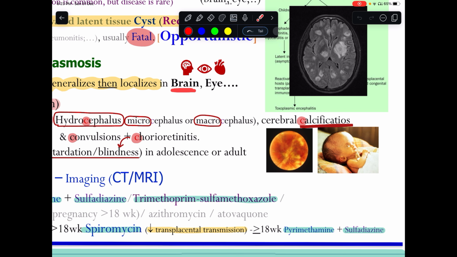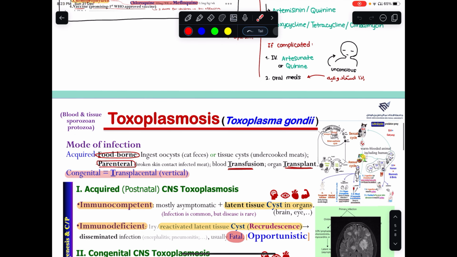Let's focus on the brain here. So cerebral calcifications, as you can see over here, and these will cause convulsions for us. So that's our third C. And lastly, we can have chorioretinitis over here. You can see it looks like this. It's because of inflammation of the membrane of the eye. So the brain and the eye are mainly affected by Toxoplasma gondii.